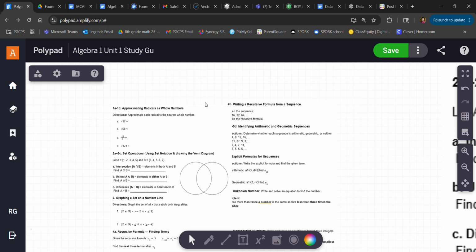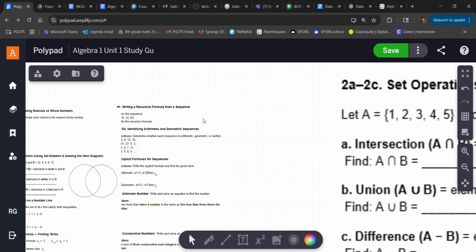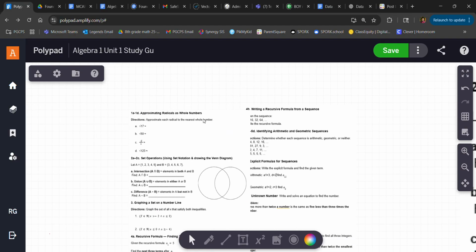All right, I'm going to try to record this so students can see exactly what to do. I'm using Polypad, our digital manipulatives website we've used before in class. And let me move over here to number 1. This is for the Algebra 1, Unit 1 study guide.